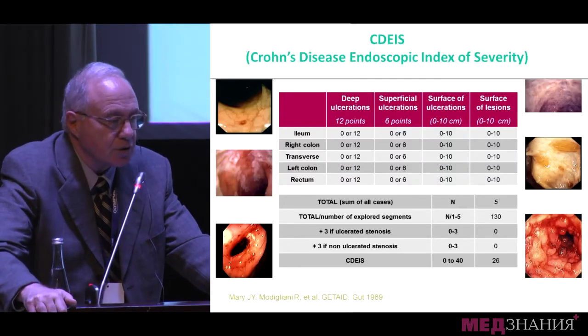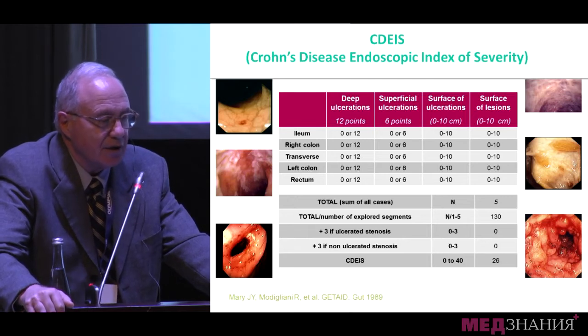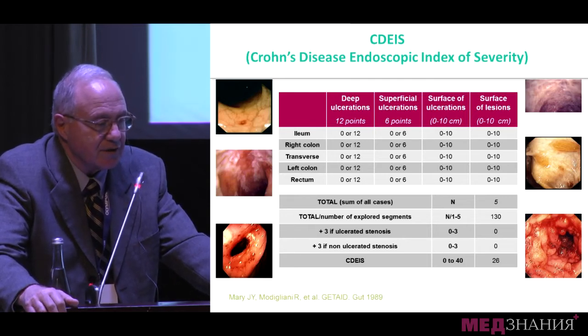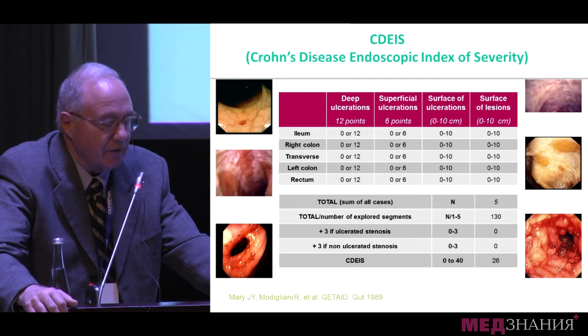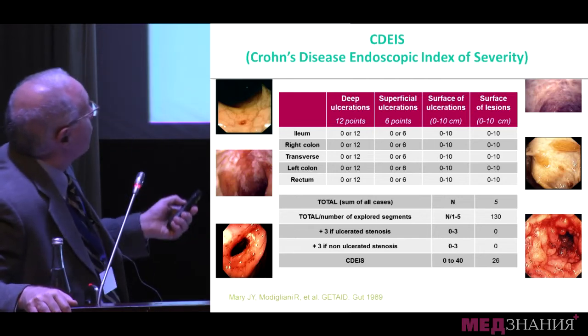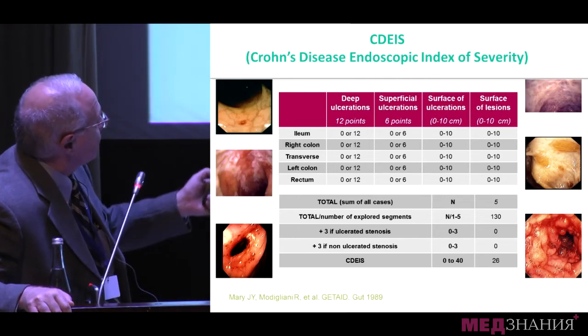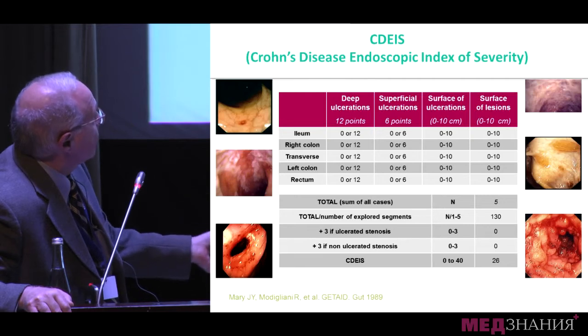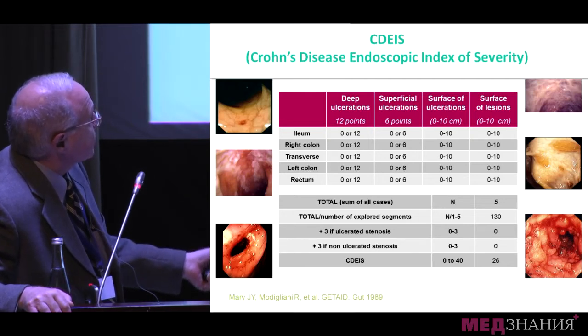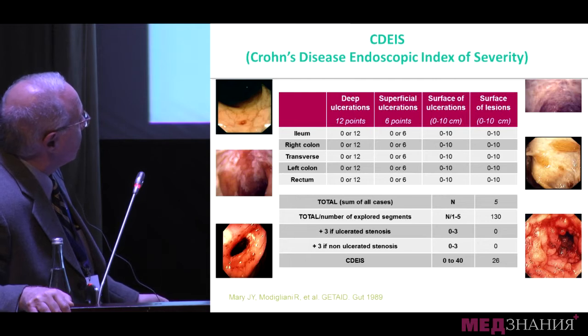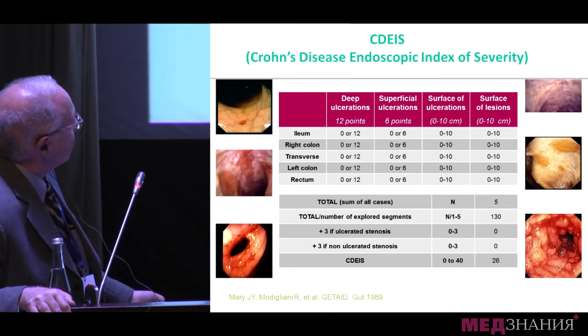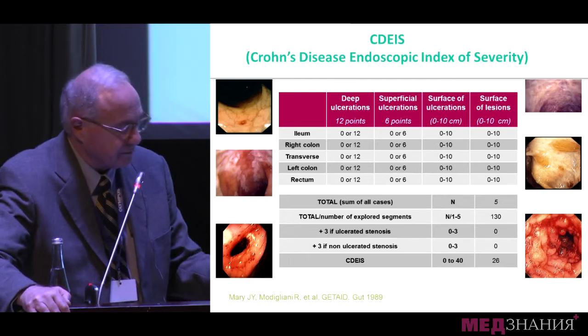This is how it looks. We have the 5 segments: the ileum, the right colon, the transverse, the left colon, and the rectum. And we give points for deep ulcerations, for superficial ulcerations, for surface of ulcerations, surface of the lesions. Altogether, we can get an index of 0 to 40.